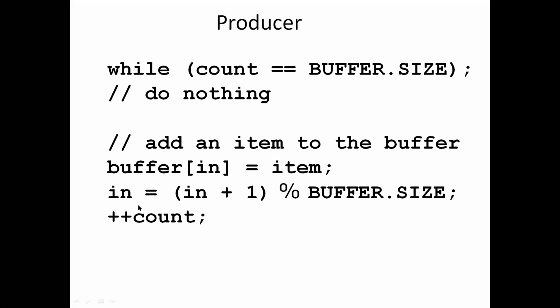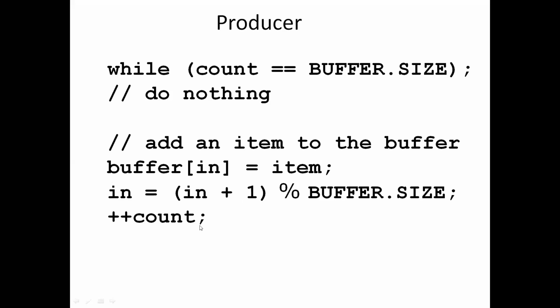Next we are updating the in, that is in = (in + 1) mod buffer size. In is 1, 1 plus 1 is 2. 2 mod buffer size, which is 5. 2 mod 5 will give 2. Okay, now the in value will become 2.